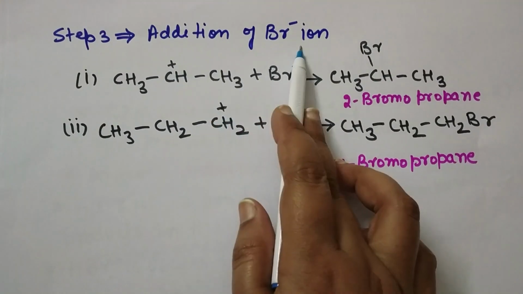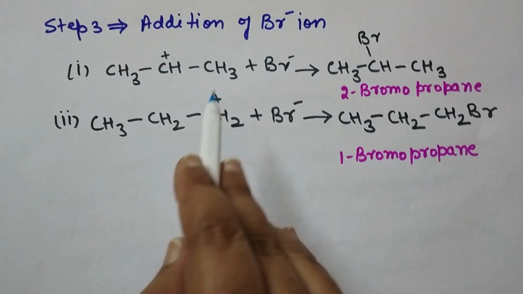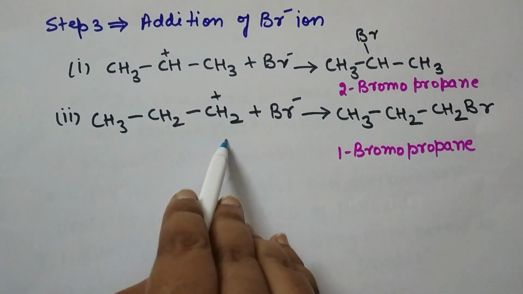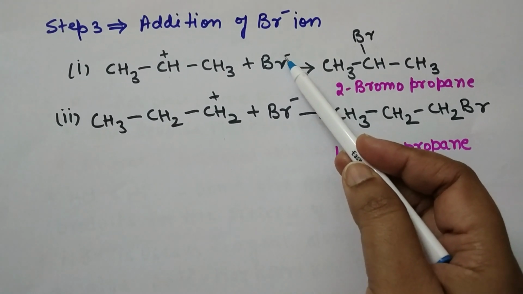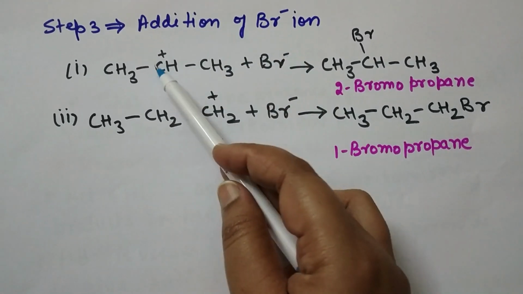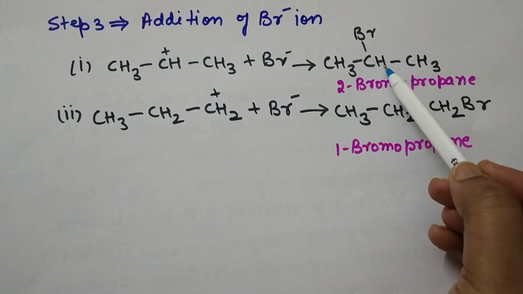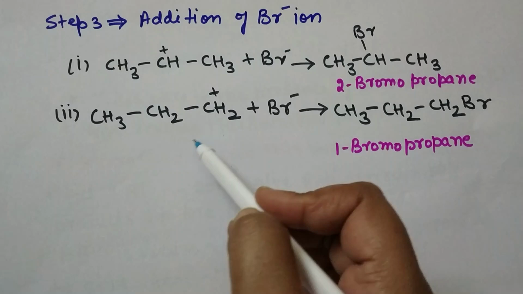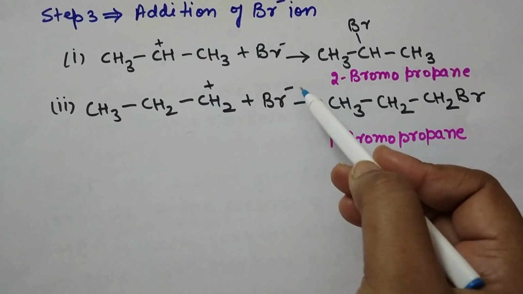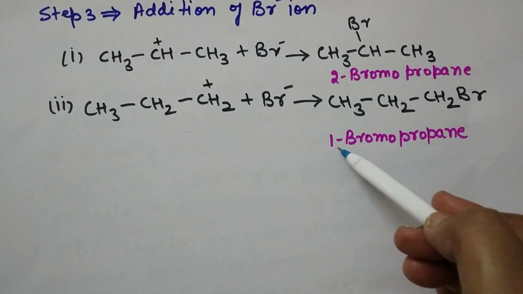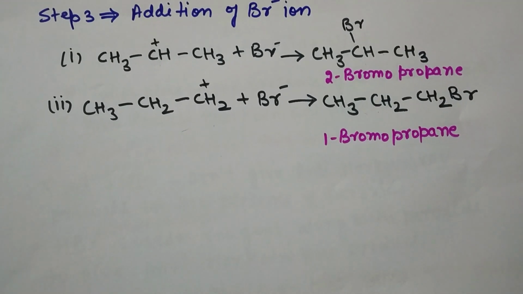Third step is the addition of bromide ion. In the second step, as you see, secondary carbocation and primary carbocation both are formed. When the bromide ion, which is rich in electrons and so has a negative charge, goes on the positive carbon, 2-bromopropane is formed. This is the first type of product. In the second case, the CH2 positive charge is here, so bromide will go on the first carbon and 1-bromopropane will form. So these are the possibilities of two types of products.